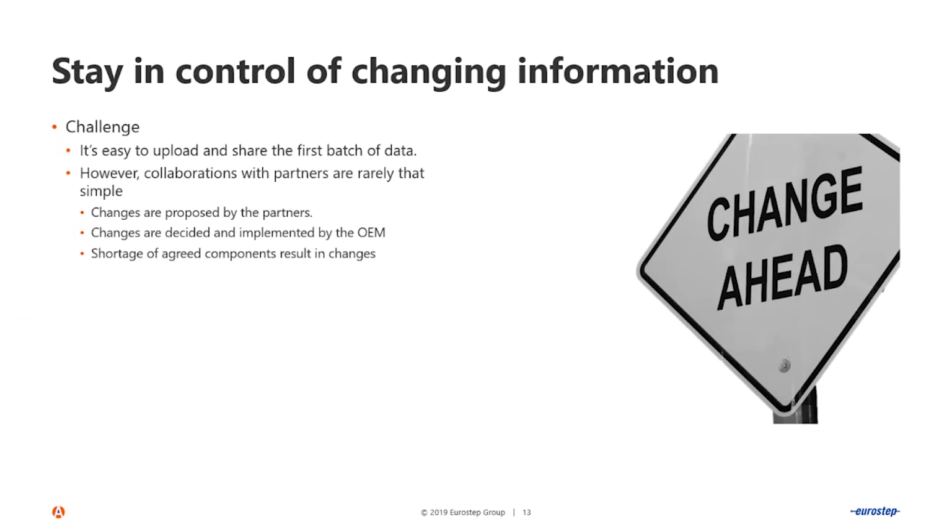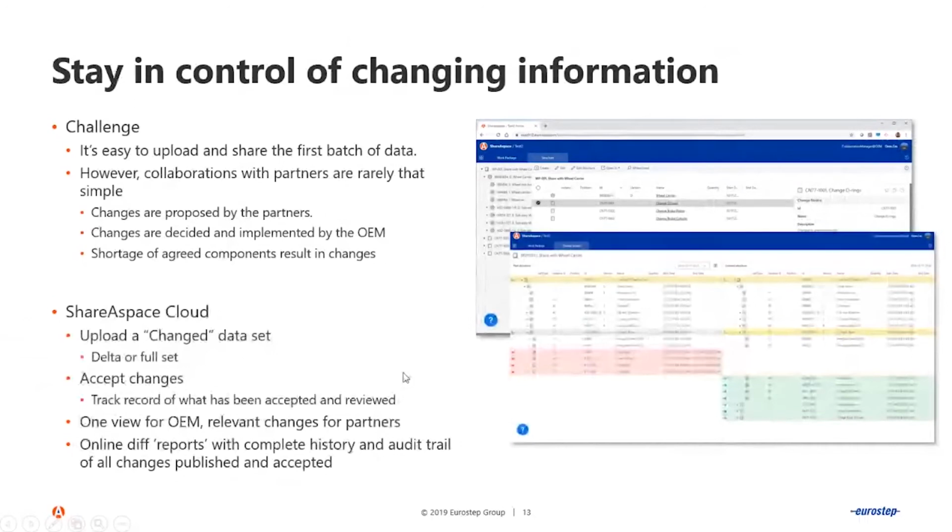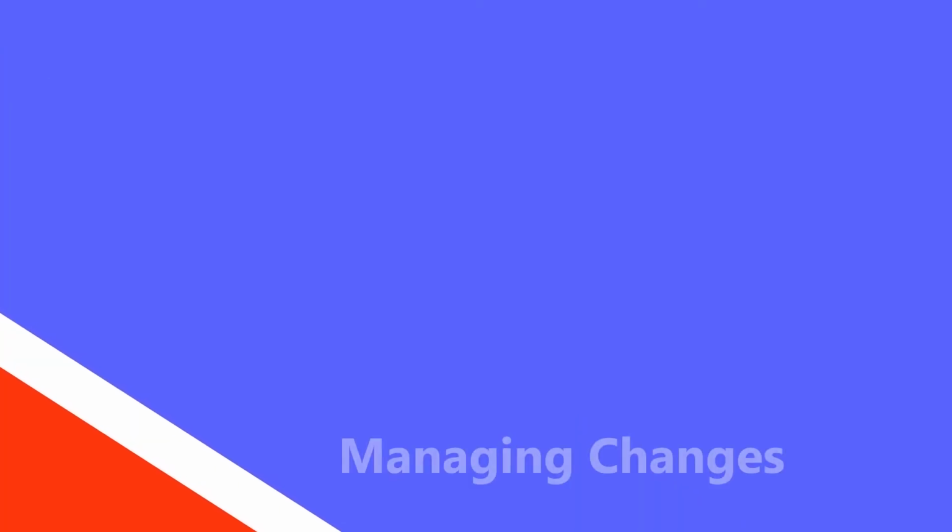So with ShareAspace, you can upload change data. You can change the data in the user interface if you want to, but you can also upload the delta, if you can extract that from your source system, or you can extract a full set with the changes and upload that, and ShareAspace will pick up the changes. We also give you a full track record of what has been changed and what has been changed after you accepted and reviewed the data. So Matthias will now go in and show how we handle changed data.